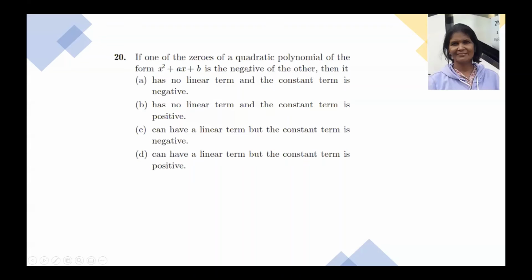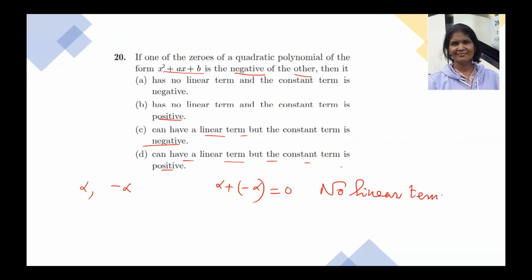Next, 20. If one of the zeros of the quadratic polynomial of the form ax square plus ax plus b is the negative of the other, then it has no linear term and the constant term is negative, or has no linear term and the constant term is positive, and so on. If one root is alpha, the other is minus alpha, then the sum is 0. Alpha plus minus alpha is 0, so there will be no linear term. The x coefficient will be 0. So it will be ax square plus c or ax square minus c.